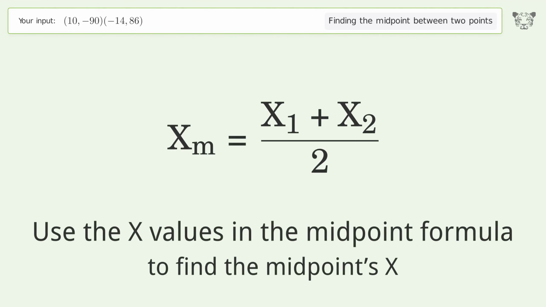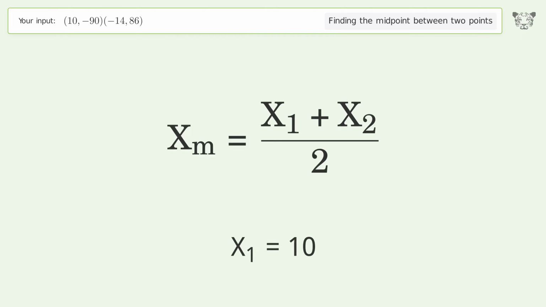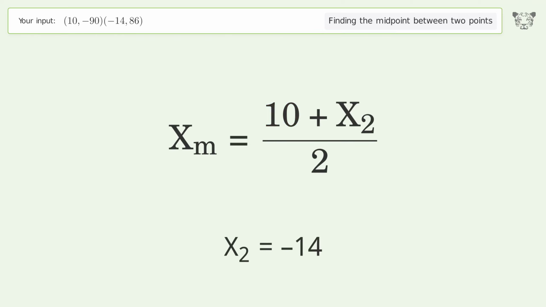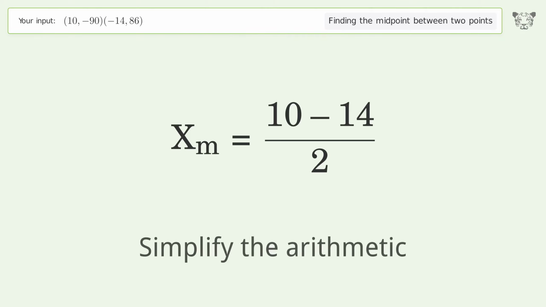Use the x values in the midpoint formula to find the midpoint's x. x1 equals 10. x2 equals -14. Simplify the arithmetic.